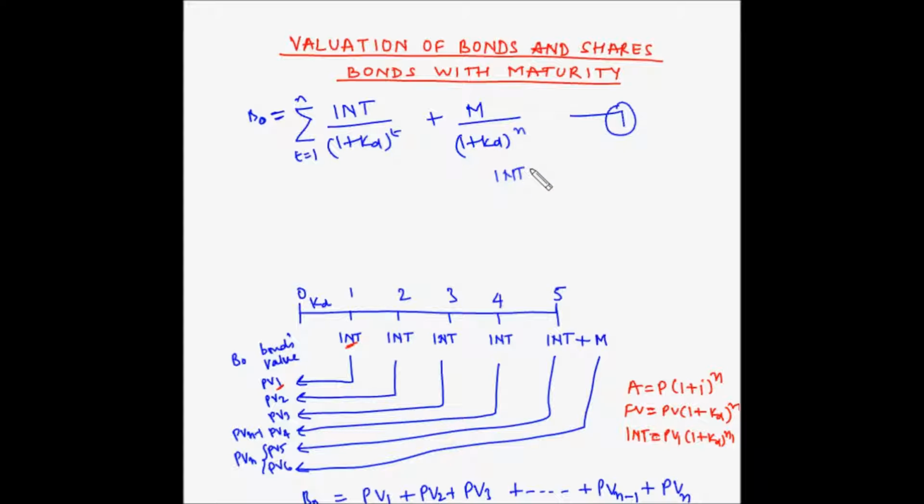where INT is the amount of interest, M is the maturity value of the bond, and KD is the discount rate.